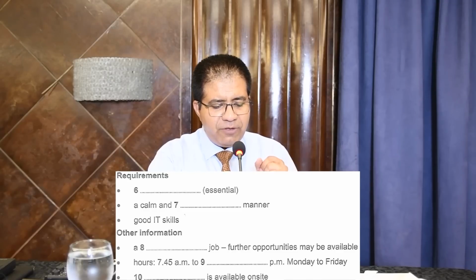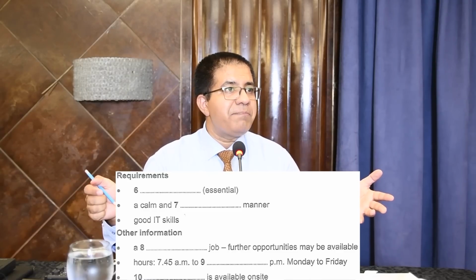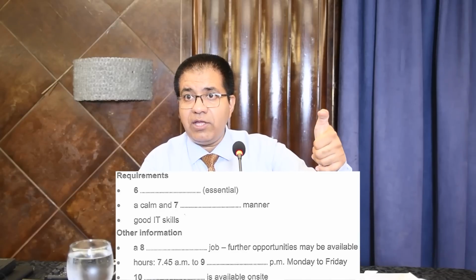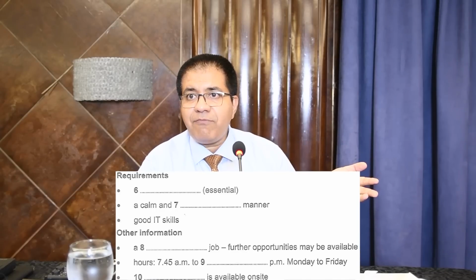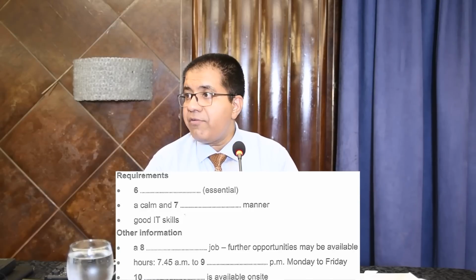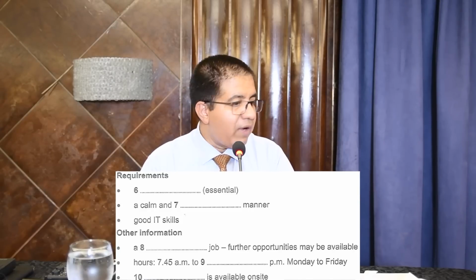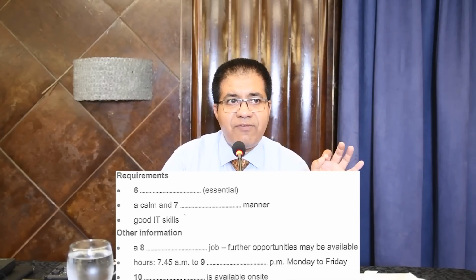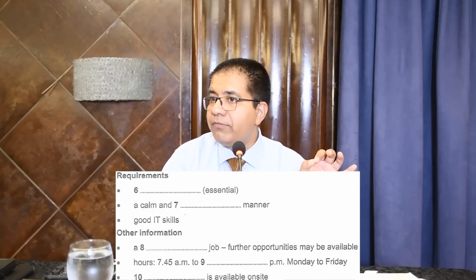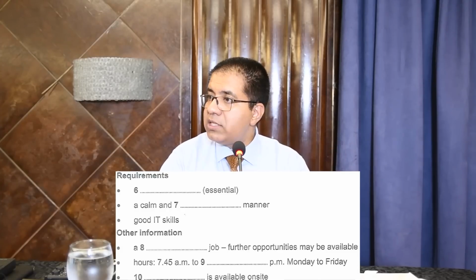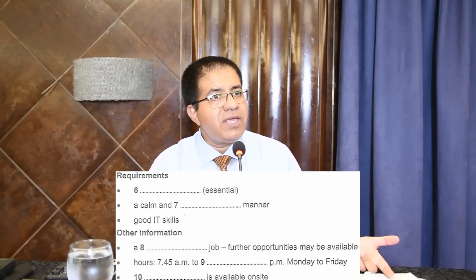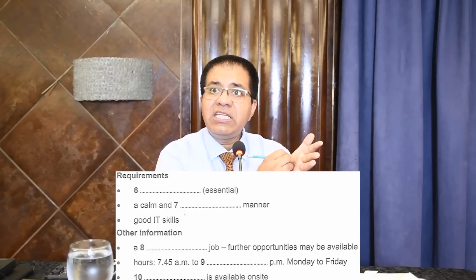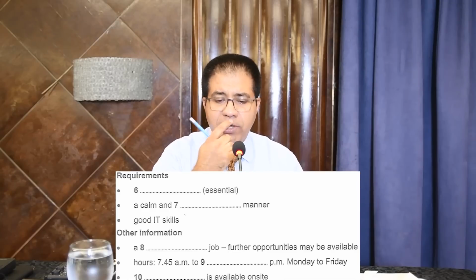So the answer is temporary. Hours, 7:45 a.m. to, very simple. 7:45 a.m. is the morning time when you should join the office. To, it can be 5 p.m. And p.m. is already written. And then Monday to Friday. Okay, just check the format. This time is written 7.45. So when you write your answer, you follow the same pattern. For example, if the answer is 5:30, you will write 5.30.